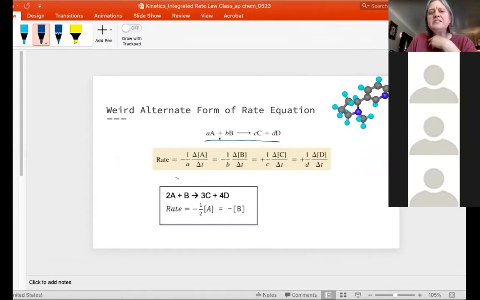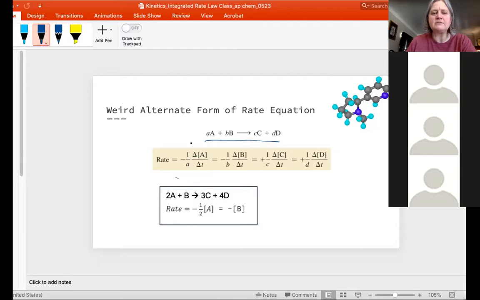So you're getting used to this, right? Where they call the reactants A and B and the products C and D, and then here they're putting little letters in front as those coefficients. Like I gave you an example here, it could be 2A plus B goes to 3C and 4D, where you actually have coefficients in front of it instead of these weird little letters. And sometimes they want to give you the rate in this other form. I think we've seen this before.